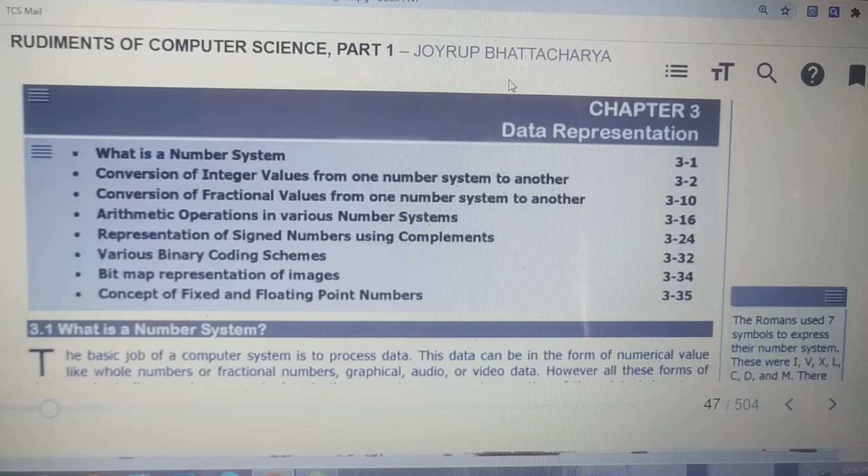Previously we have completed the first chapter and the second chapter. Today we will start chapter number 3, that is data representation. So what are the topics in it? First we will learn what a number system is. So the first topic we will learn about is the number system.